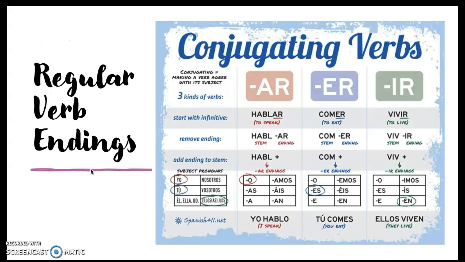Here are the charts for AR, ER, and IR verbs. We have the infinitive. We remove that ending. We have the stem left behind, and then you look at the subject for who is doing the action. So in this example, yo hablo, tú comes, ellos viven.